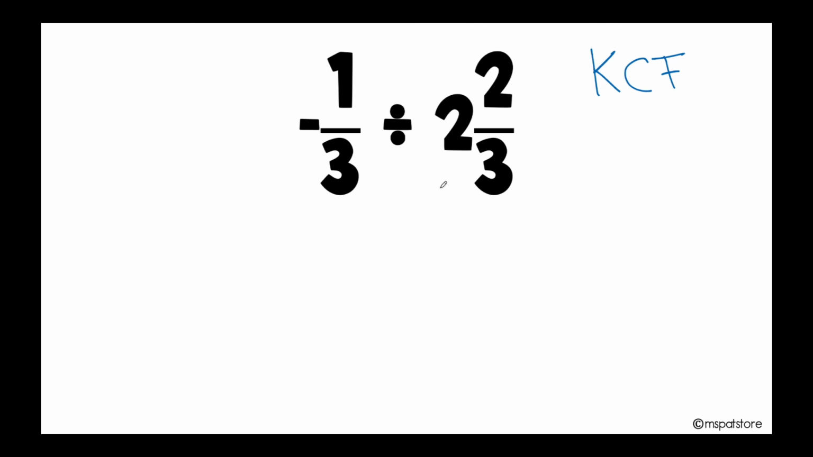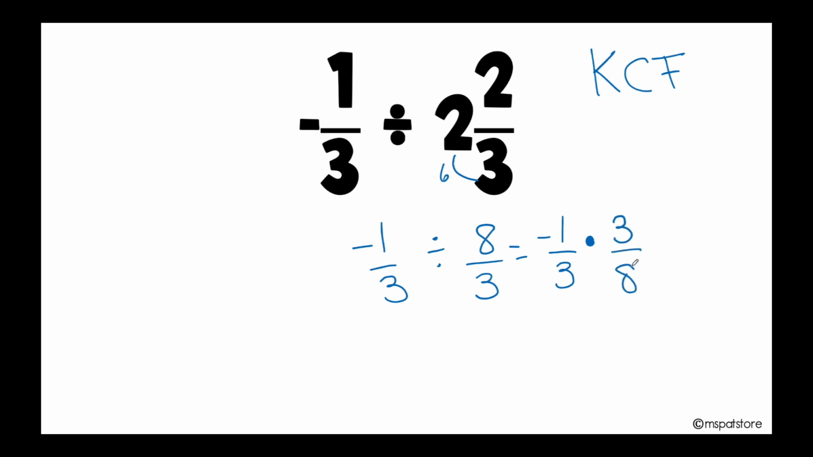Very good. So let's see. 2 times 3, or 3 times 2, is equals to 6, and 6 plus 2 is 8. So this mixed number is actually 8/3, okay? So let me write it down again. Now I'm ready to keep my first fraction the same, negative 1/3, change the division sign for multiplication, and flip the second fraction. So it will be positive 3/8.